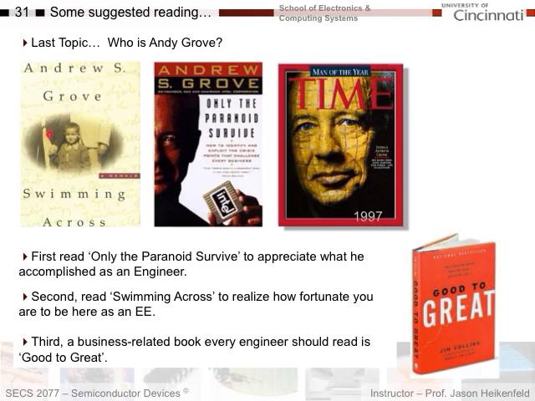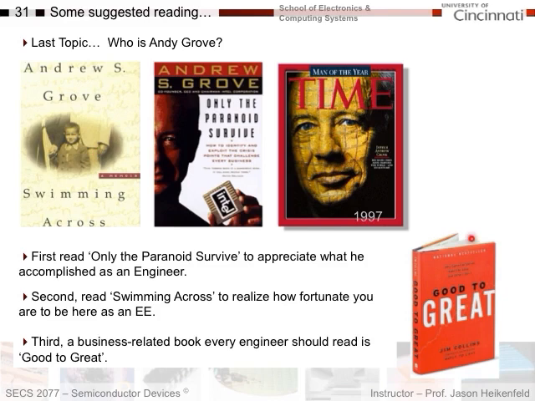And then I want you to read this book, Swimming Across. This is basically about his whole life just getting to the point where he could start to study to be an engineer in college at the City College in New York. And so it'll remind you how fortunate you are to be here as an EE, because he had an incredibly difficult time just staying alive as a child in Nazi-occupied Hungary, getting to the point where he could finally make it to school in the U.S.